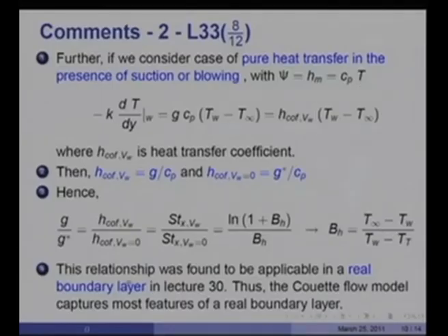Now, this relation was found to be applicable in real boundary layer flow in lecture 30, you will recall, and therefore, the Couette flow model captures also the features of a real boundary layer flow. So, the Couette flow model on the one hand, when gamma t is 0, captures the Stefan flow model features, and it also captures the boundary layer flow features. At least when the species are the same, it captures both the features very well.